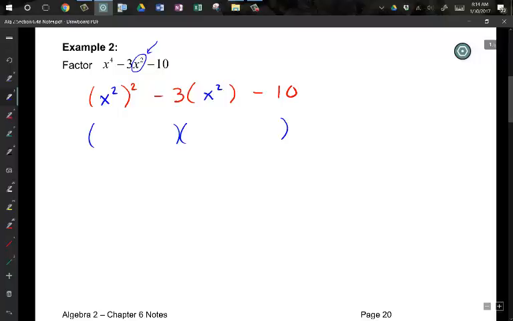Remind me, what are my signs? Plus and minus. Okay. I need to get a 10. So 1 and 10, 5 and 2. I need to combine them to get a negative 3. Talk to me, 5 and 2. Is it going to be a plus 5 and a minus 2, or a minus 5 and a plus 2? Minus 5 plus 2, because that gets us the negative 3. And then in the front goes my x squareds.